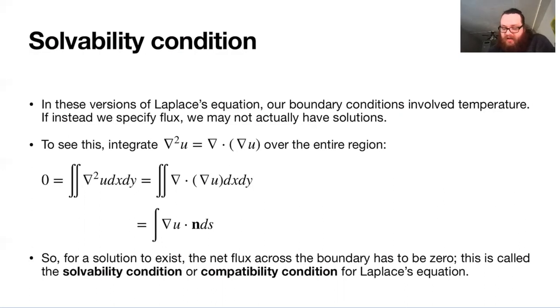But if instead of prescribing temperature, or function values, on the boundary, we specify flux, or equivalently we specify what the derivative of the function should be, then it's possible we may not actually get solutions. So here's a relatively quick trick to figure out whether the information you have about the flux is enough to get solutions.